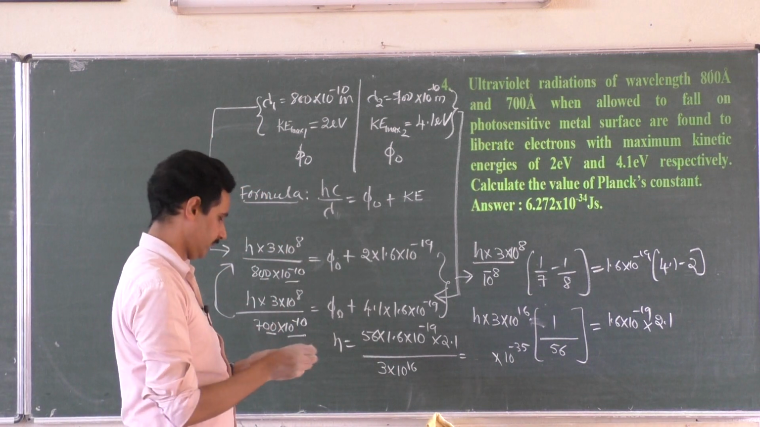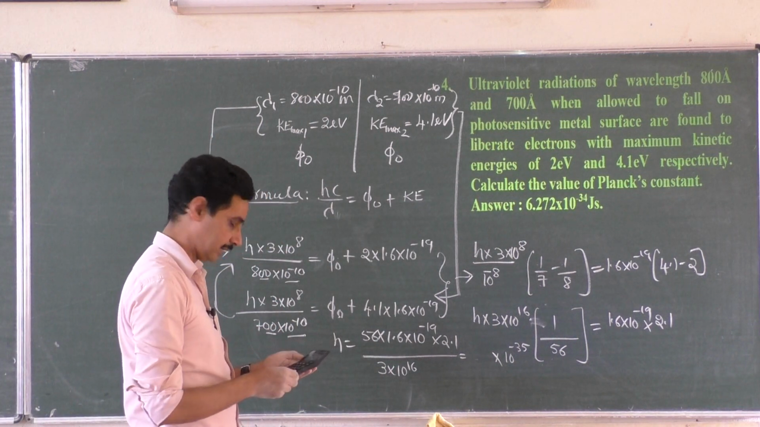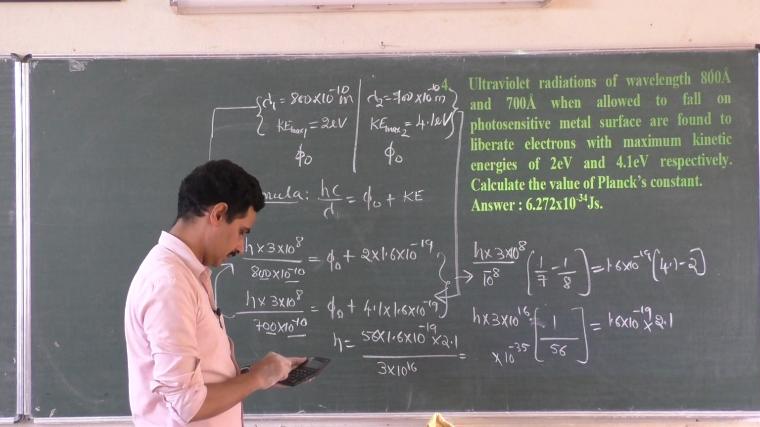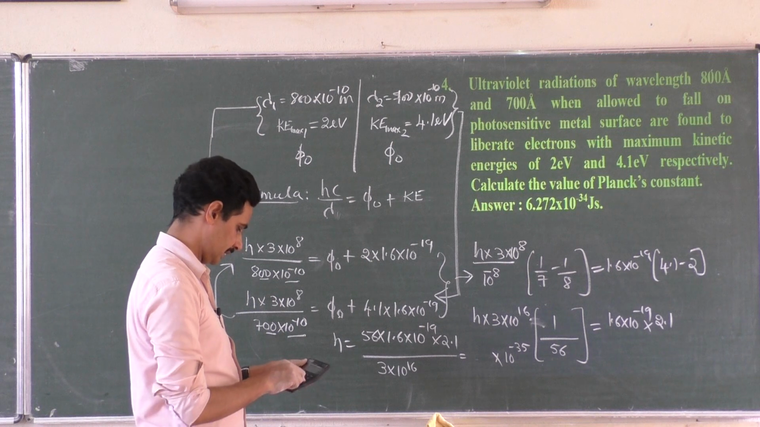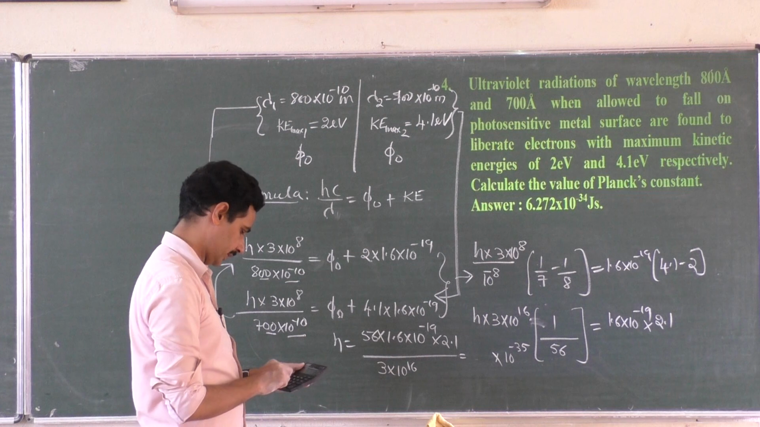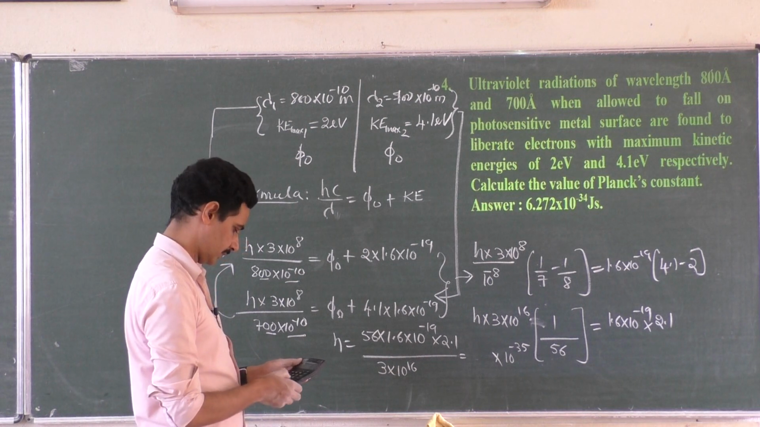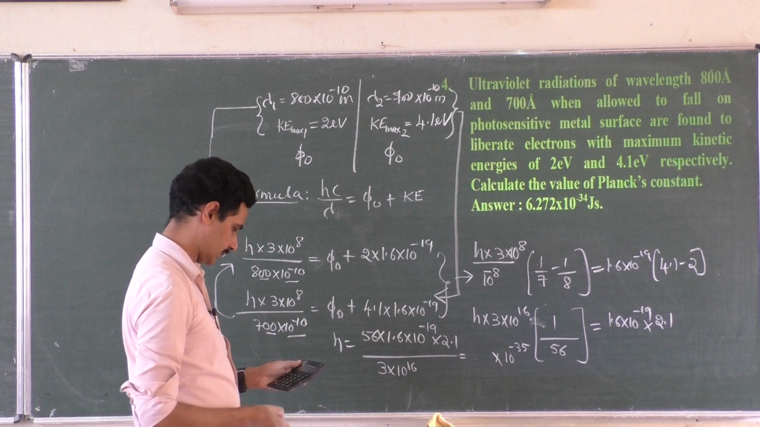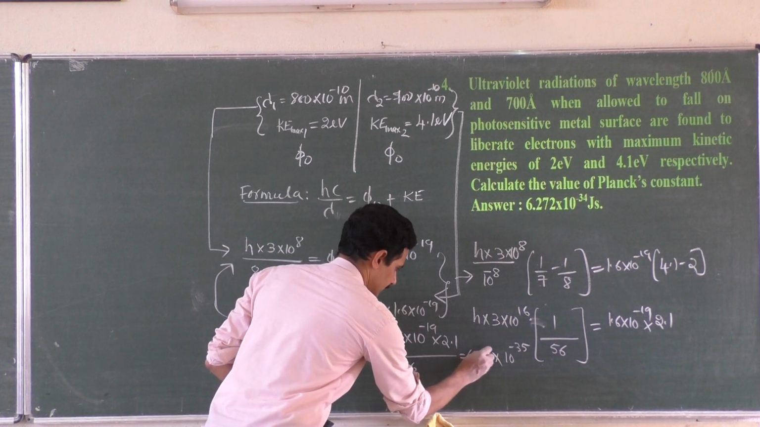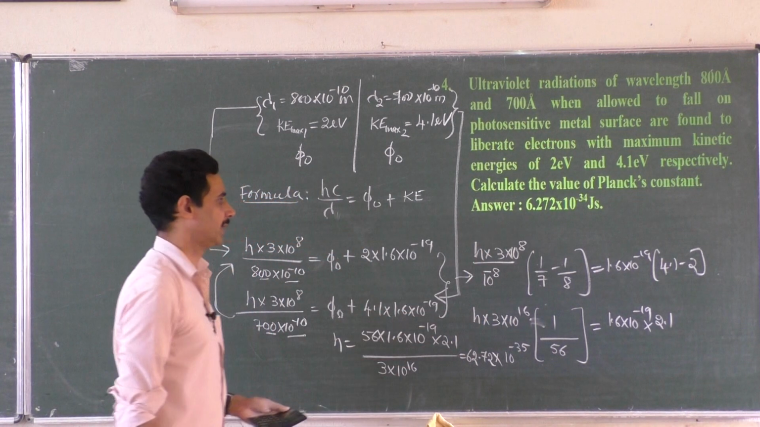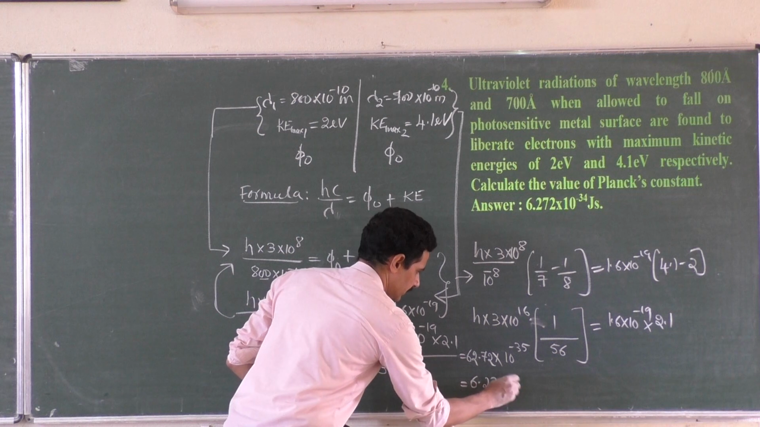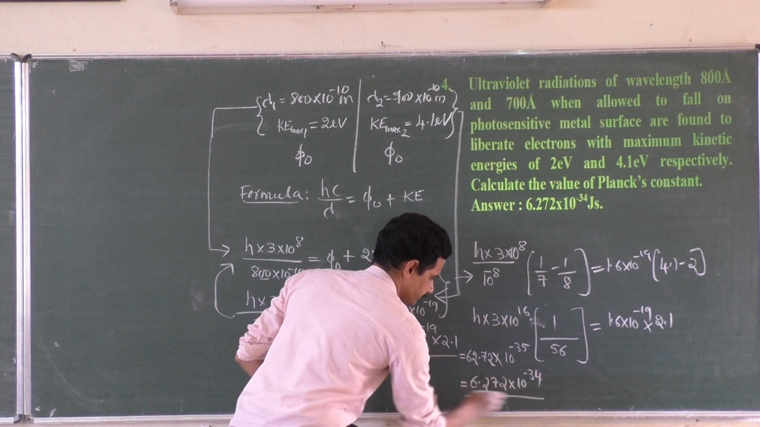So 56, hope you are doing along with me. You may not be watching simply as if you watch a movie. 56 into 1.6 into 2.1 divided by 3 is equal to 62.72 into 10 to the power minus 35, that is equal to 6.272 into 10 to the power minus 34.